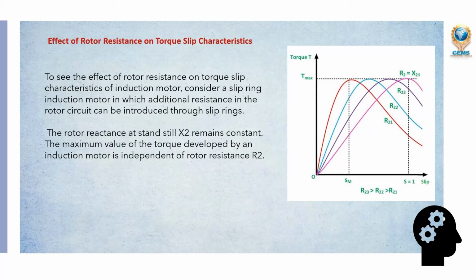what will be the effect of rotor resistance on the torque slip characteristics? The rotor reactance at standstill, X2, remains constant. The maximum value of torque developed by an induction motor is independent of rotor resistance R2, which means at standstill the X2 is constant. There is no change in the X2 value, and the maximum torque is also independent of the rotor resistance R2.